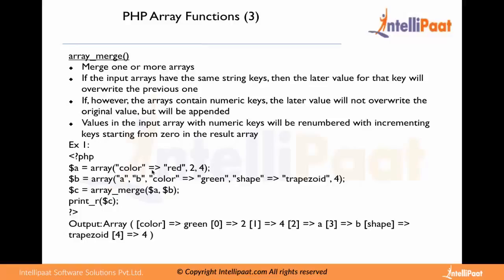So what it is doing here, when it is not getting a key, it automatically defines the key as a numeric value and it will take the value as 2. The second time it will take 1 as a key, and next time it will take 2, and it will increment those keys whenever it gets a numeric key, or if it is not getting any key for that value. So let's see this example.